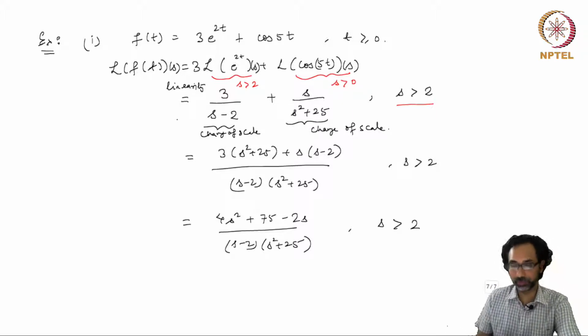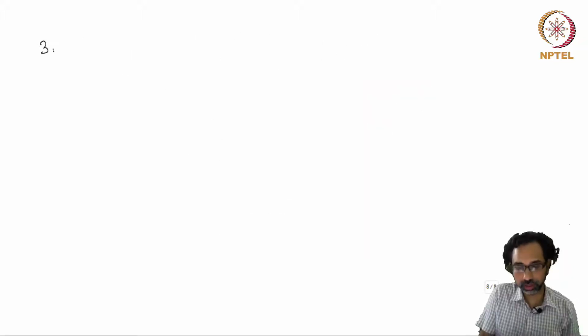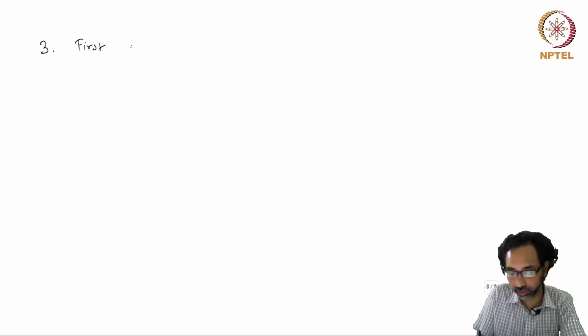So we see that using linearity and change of scale we can evaluate the Laplace transform of sums of functions as well as functions which are defined by changing the scale of the domain by some positive constant. Now let us come to the properties that I mentioned before, which is the first and second shifting properties. So first let's look at the first shifting property.